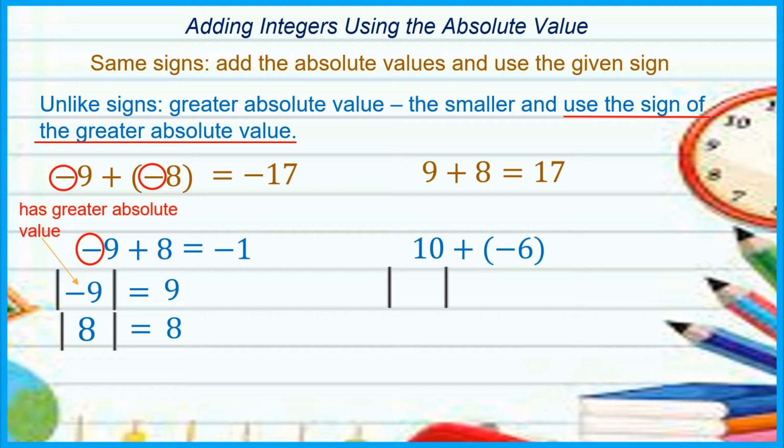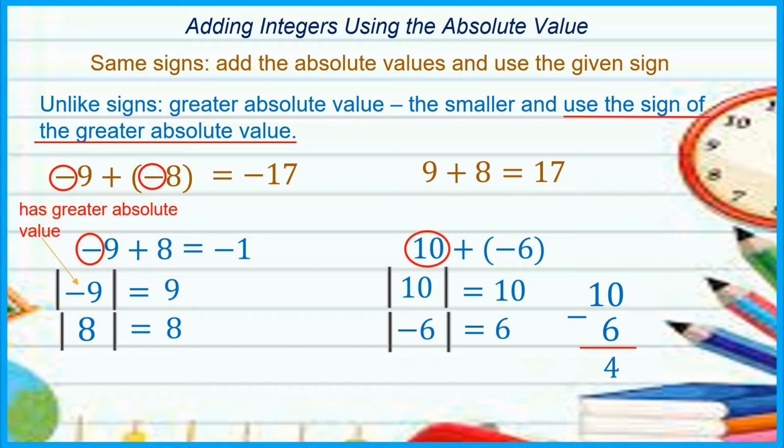First step is to get their absolute values. So what is the absolute value of 10? Correct. It is positive 10. How about the absolute value of negative 6? Correct. It is positive 6. Then we are going to subtract 10 minus 6 is equal to what? Correct. It is equal to 4. Since 10 has the greater absolute value, we are going to follow the sign of 10, which is positive. So our final answer would be 4. So 10 plus negative 6 is equal to 4.